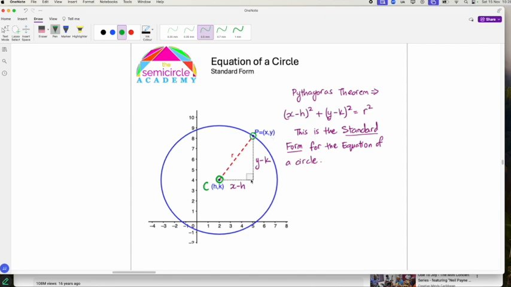And of course, if we draw the right angle triangle, this side will be the side y minus k, and this side here will be the side x minus h. X, which is 5, minus h, which is 2. Yeah. And so by Pythagoras' theorem, the radius r will be a squared plus b squared, which is x minus h squared plus y minus k squared, and that is r squared. This is the standard form for the equation of a circle.